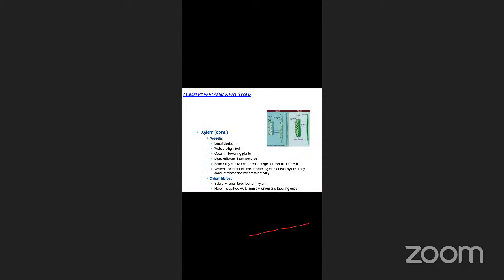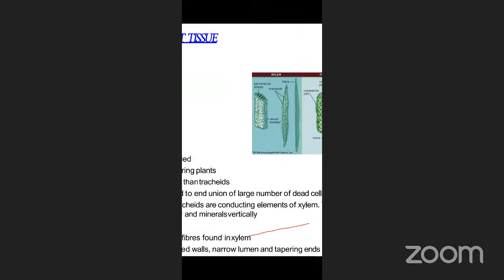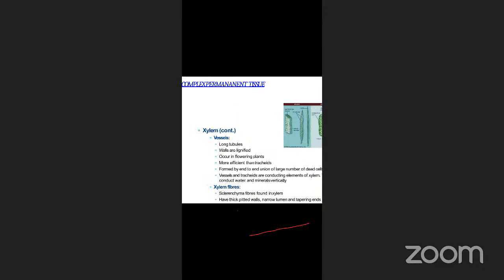Next, xylem vessels. Vessels also show long tubular structures, and the walls are also lignified. Xylem vessels occur in flowering plants and are more efficient than tracheids. All of them participate in the conduction of water. Vessels show pores and perforation plates, and beside the vessels we observe fibers.